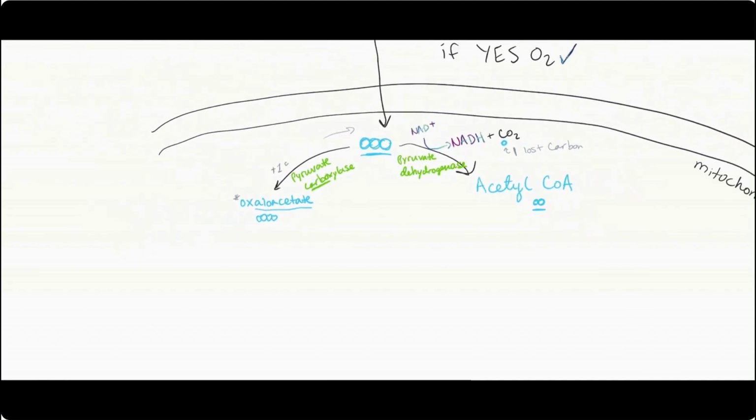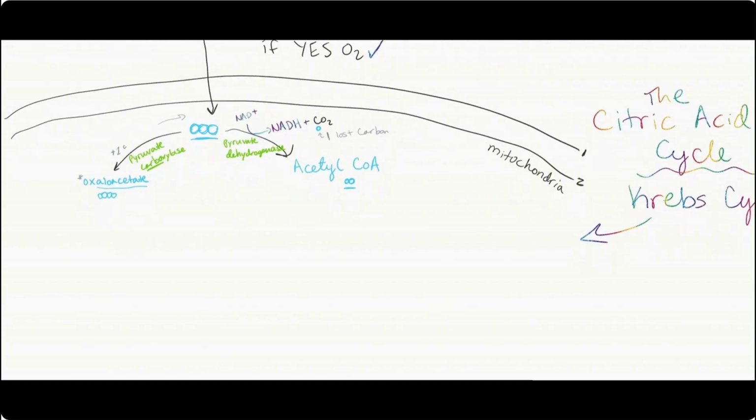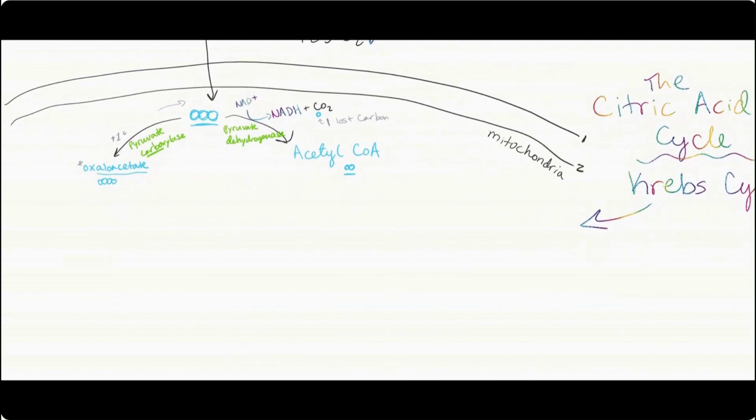So let's break it down. We have our acetyl-CoA, which is a 2-carbon molecule. And the next step in the cycle is to actually convert acetyl-CoA into citrate. And citrate, hence the name citric acid cycle, is a 6-carbon molecule. And to get acetyl-CoA to somehow magically become citrate, you need 4 more carbons, right?